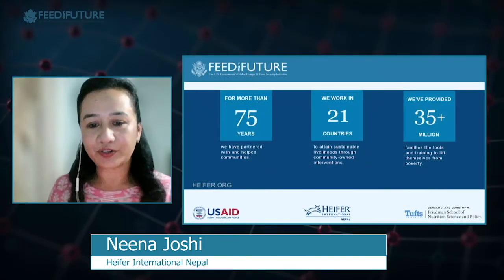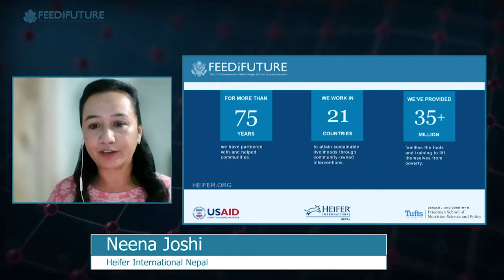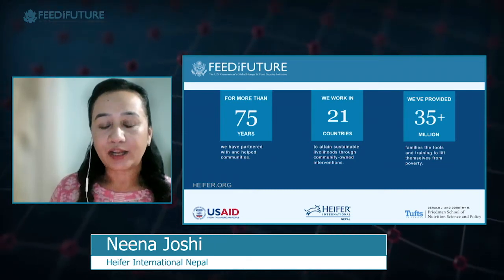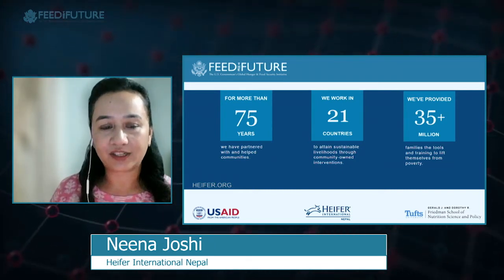Thank you, Beatrice. Thank you for having us here to reflect on the journey that we had together with Nutrition Innovation Lab and the lessons we learned. Next slide, please. So Heifer works with the mission to end hunger and poverty and care for Earth. In 75 years, we've reached more than 35 million families across the world and equipped them with tools to lift themselves out of poverty.